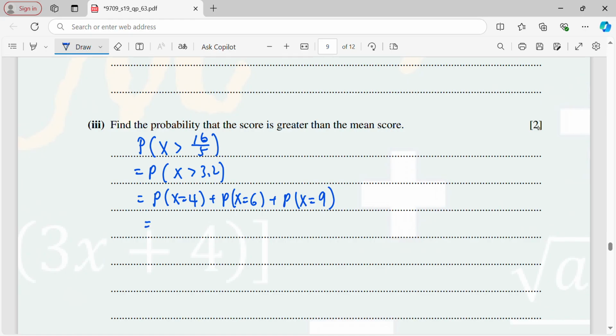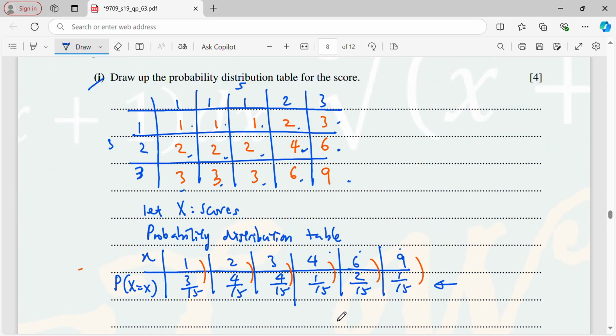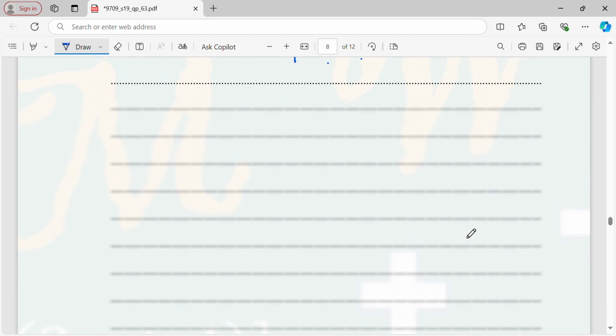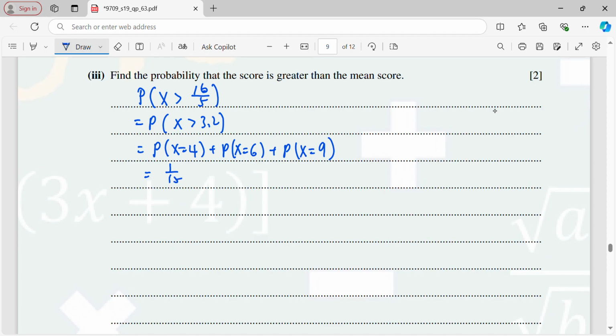And now just need to calculate, there are 3 probabilities. I mean, just copy the 3 probabilities. So it will be 1 over 15, 2, and 1. So 1, 2, 1. This is going to be 4 over 15. Okay, done for the part 3.